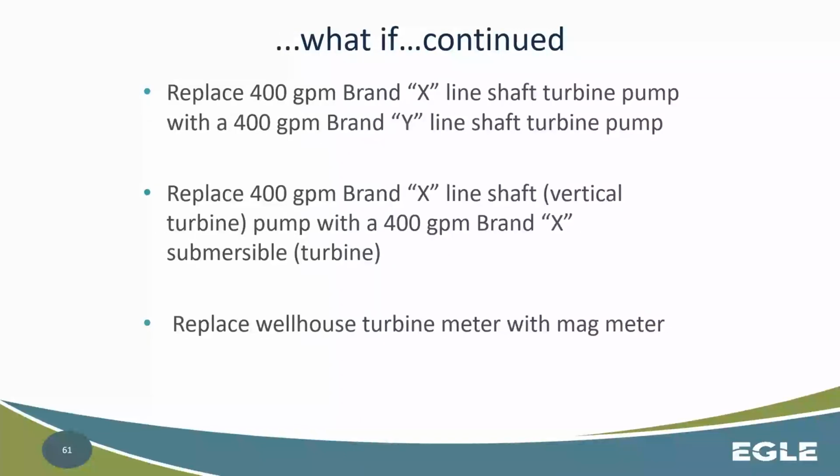Okay, so those are kind of the what-ifs continued. These are getting into actual different piping changes. So replacing a 400 gallon per minute brand X, doesn't matter, line shaft turbine pump with a 400 gallon per minute brand Y line shaft turbine pump. Okay, does this need a permit? I would say in general, no, it would not. You're pretty much replacing a relatively similar replica with something else. That's 400 gallons per minute. The capacity is really not changing at all. Your turbine pump is not changing, I should say. You're pretty much changing the brand name.